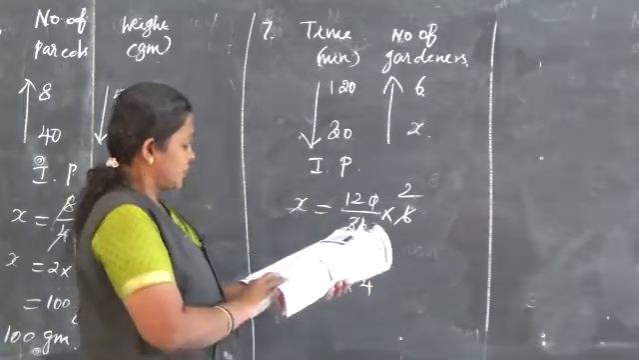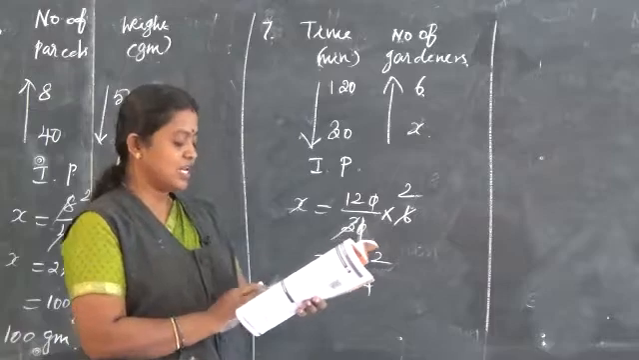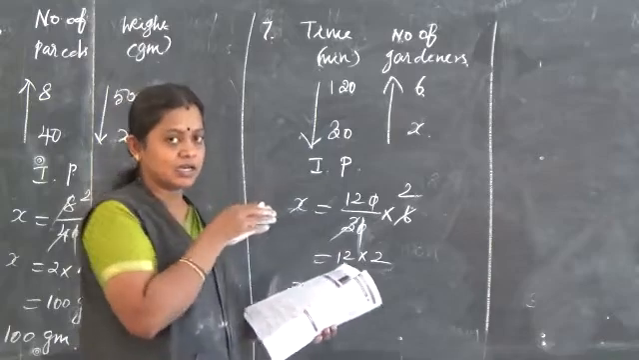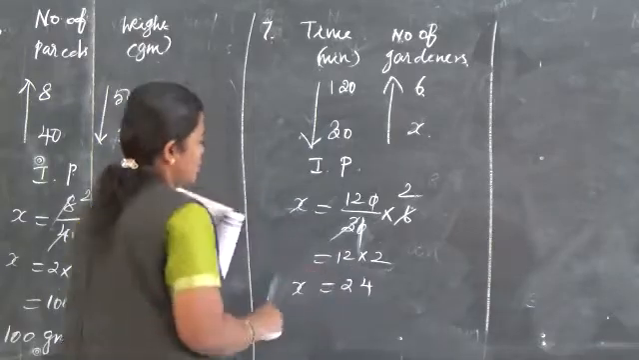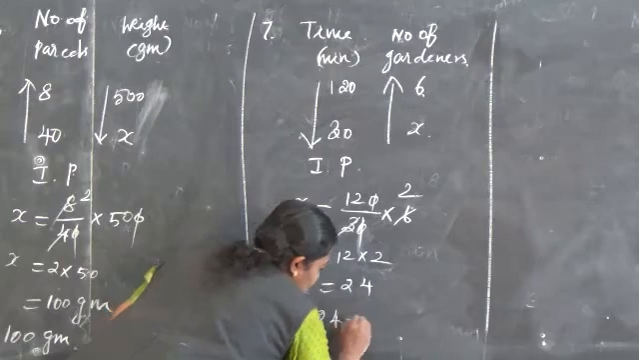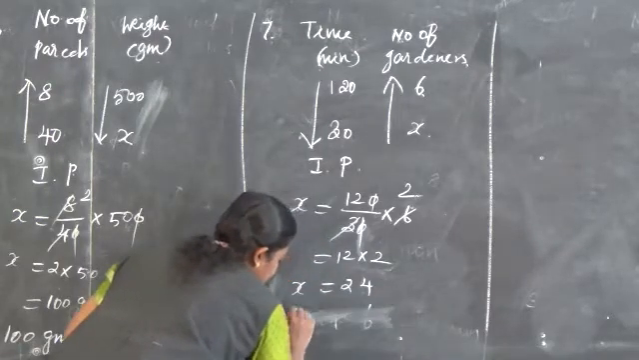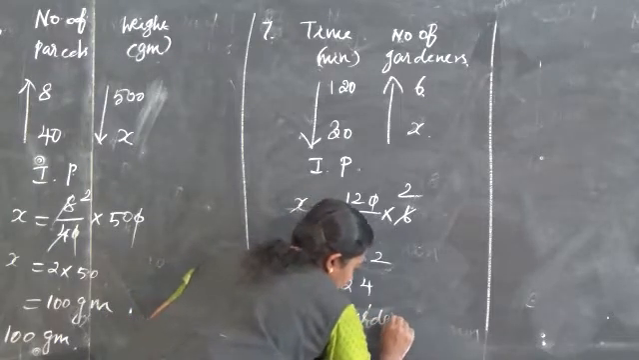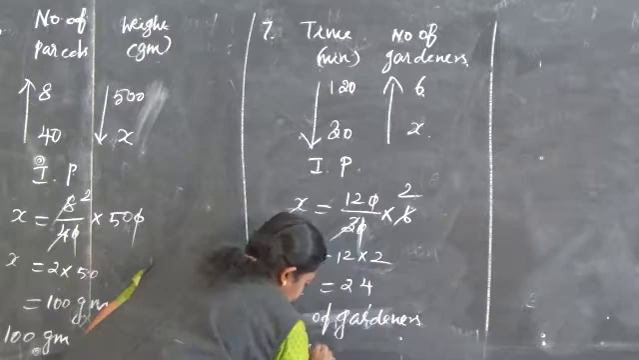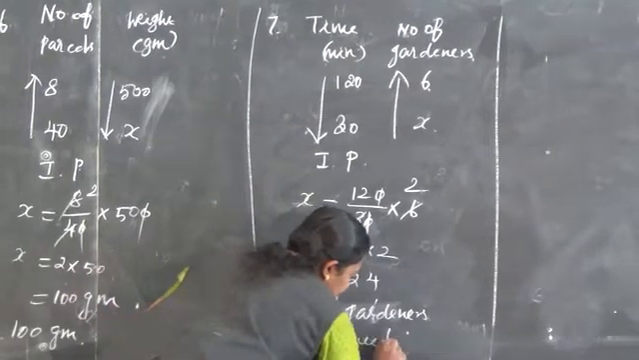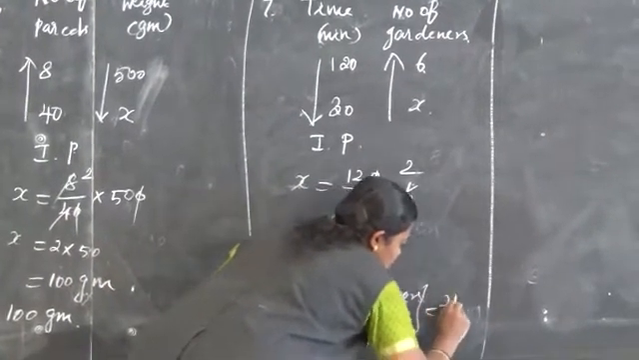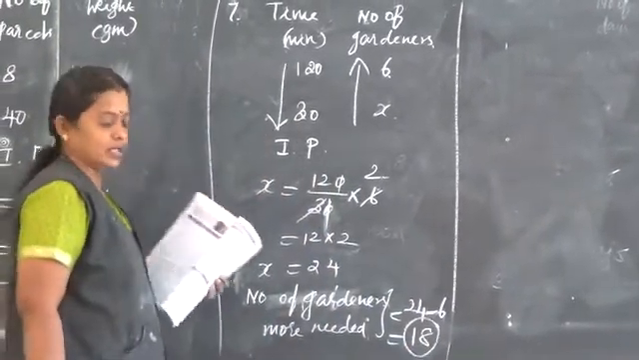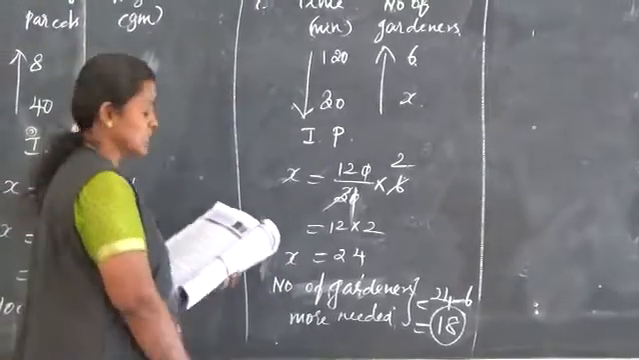But you should listen to that question once again. How many more gardeners are needed? Already we have 6 gardeners, but how many more? So 24 minus 6. More needed. So 24 minus 6, 18 more gardeners we need. So you should subtract, don't forget to subtract.